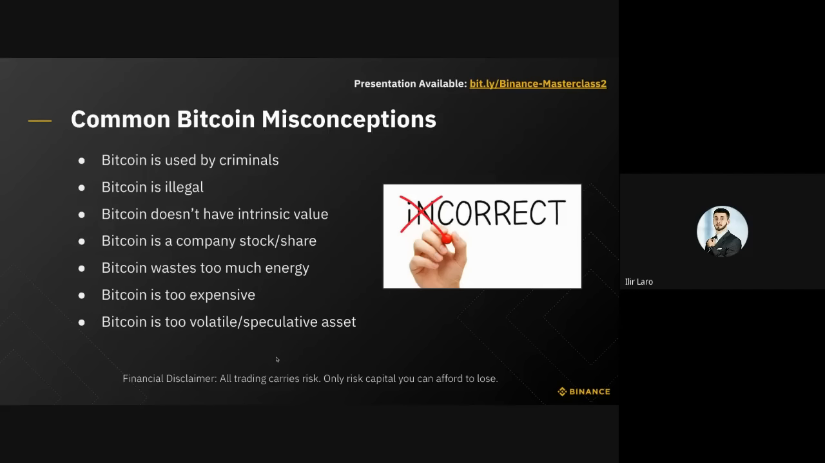Bitcoin is illegal. Actually, exchanging Bitcoin with anything else is like a barter exchange, which is completely legal, but in most countries is a taxable event. So definitely do check your local country for a capital gains tax.